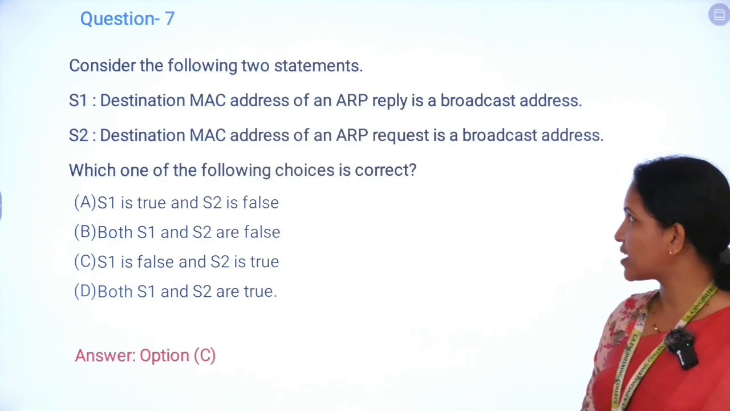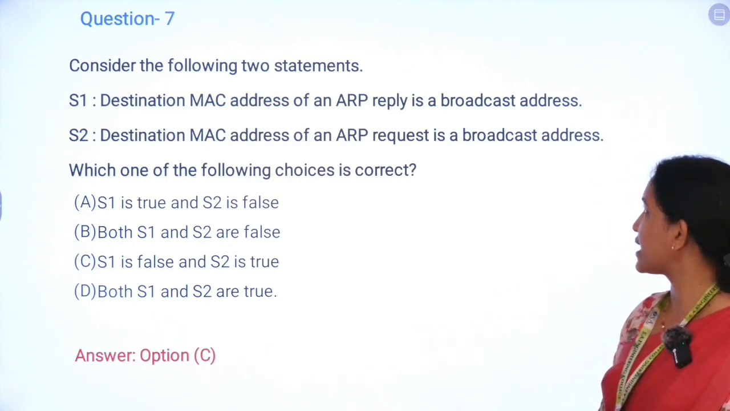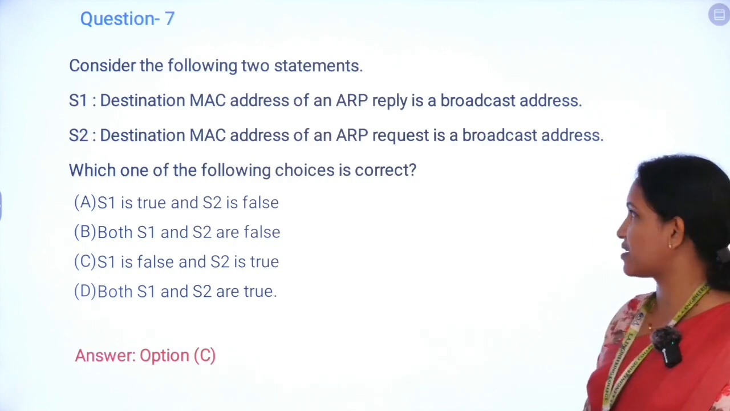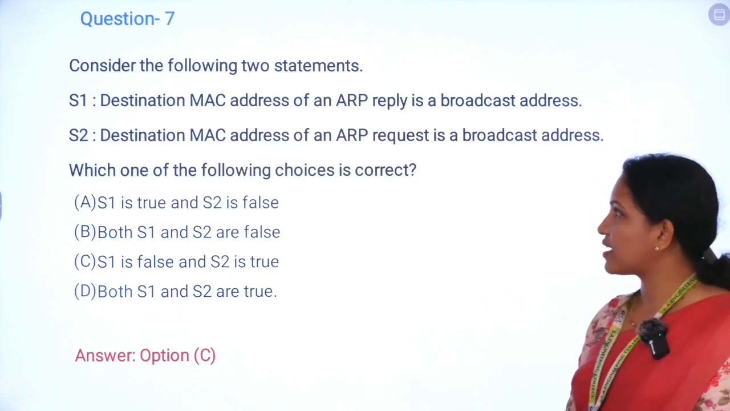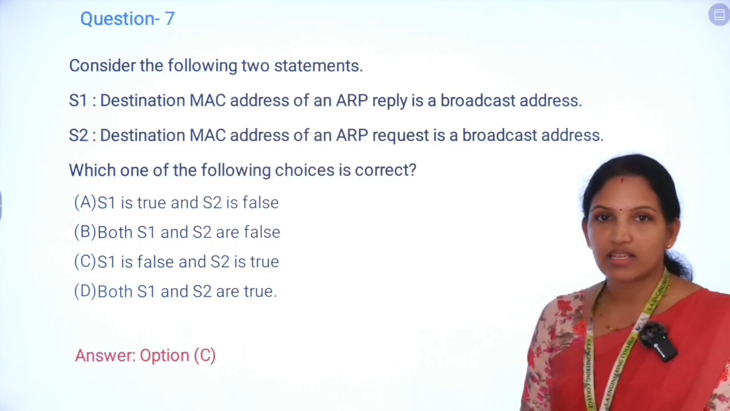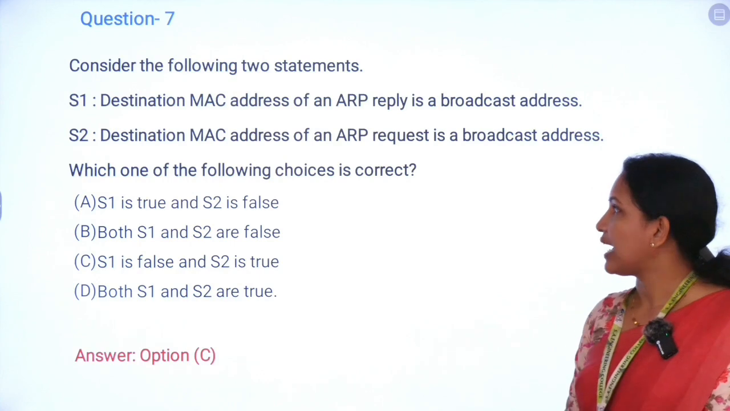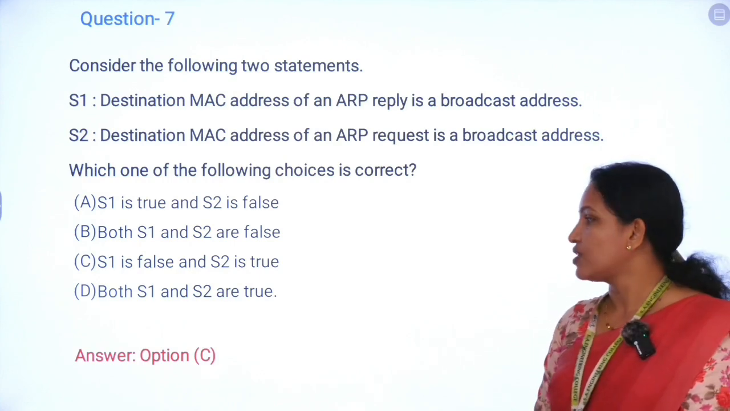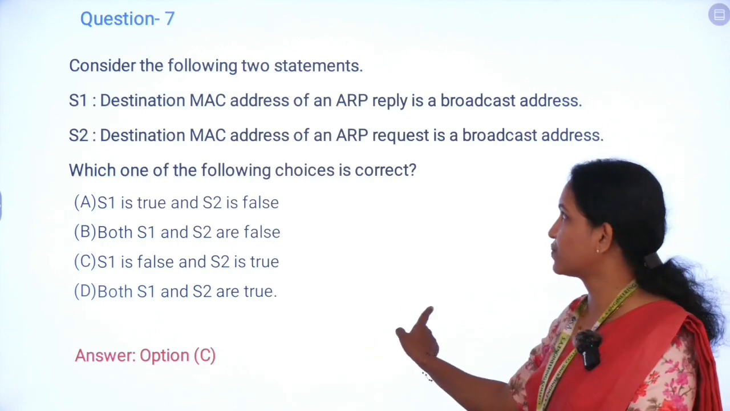Next question, consider the following 2 statements. Destination MAC address of an ARP reply is a broadcast address. Destination MAC address of an ARP request is a broadcast address. So which one is the correct choice? Considering statement 1, actually, the ARP reply is a broadcast address, that is not correct. ARP reply is a unicast message, and statement 2 is correct. ARP request is a broadcast address. So the answer is option C, that is S1 is false and S2 is true.